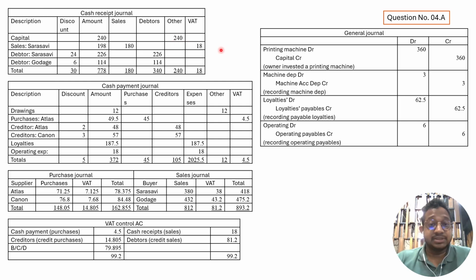And the printing machine investment you should mention in general journal, printing machine debit and capital account credit. And to that you have to find out the depreciation. So be careful over there.